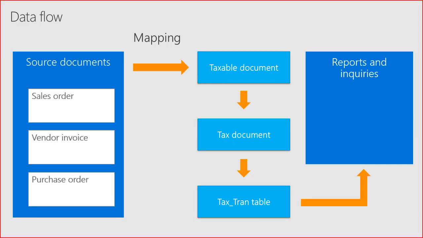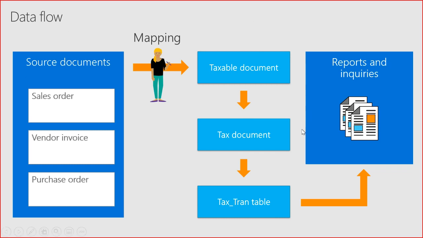And then this is the data flow. So the first concept I want to highlight here is the source document. So source document, this rectangle. Source document means any transaction which is taxable from a tax perspective, like sales order, like vendor invoice, like purchase order, right?